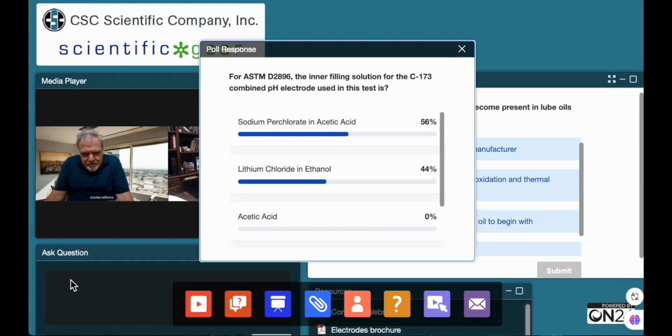Almost to the end. How do acidic compounds become present in lube oils in service? Well, A, they are added by the manufacturer. B, they form as a result of oxidation and thermal stress. C, they were present in the oil to begin with, or D, none of the above. How do the acidic compounds become present in lube oils? How does it happen?